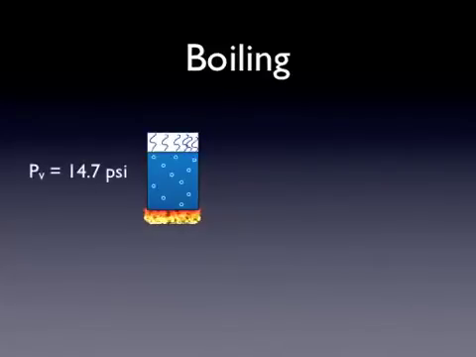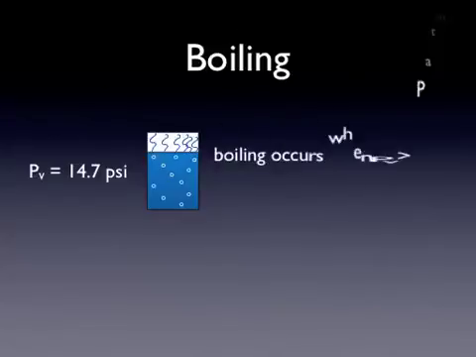As you heat it up, you change the vapor pressure in the water. Vapor pressure is dependent on temperature, and as you heat up the water, the vapor pressure rises until it reaches 14.7 psi. And then boiling actually occurs when the vapor pressure exceeds the atmospheric pressure. So that's a better way to understand boiling.